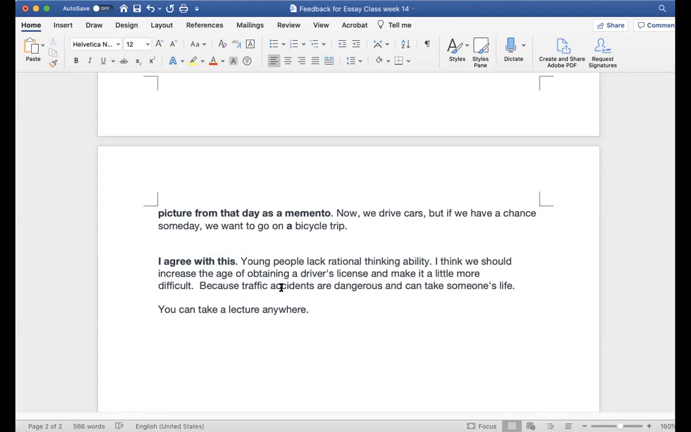Okay, because traffic accidents are dangerous. So this is an example of a sentence fragment here. Right? Because traffic accidents are dangerous and can take someone's life. We're missing a verb over here. Right? We have the verb here, but that's not enough. So to fix this, we just need to combine this sentence with the one before it.